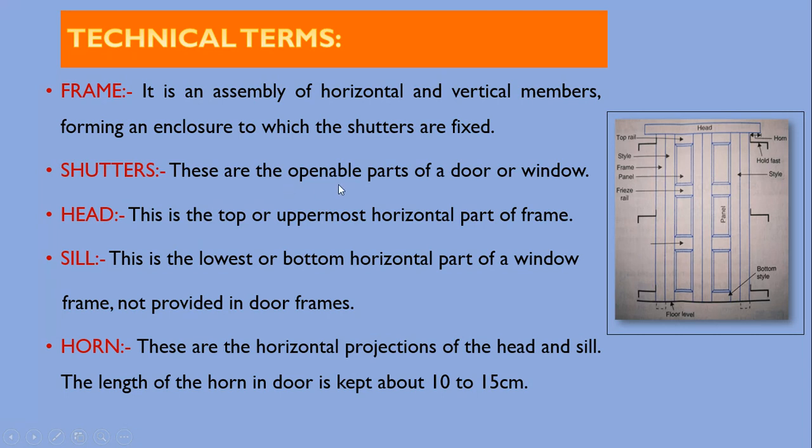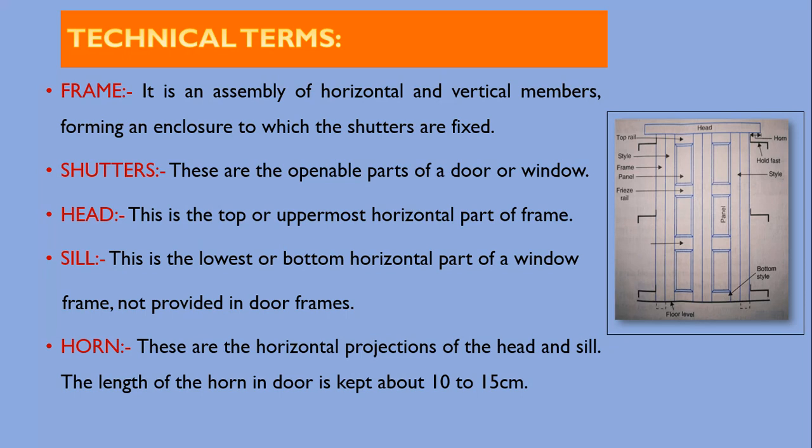Next is shutter. These are the openable parts of the door or windows. This total is called the shutter. These are the openable parts. This is the center point of the shutter. Here this is the left side shutter, this is the right side shutter. Shutter is nothing but the openable part of the door or window.